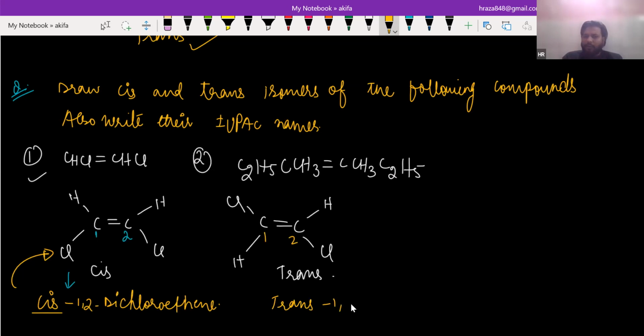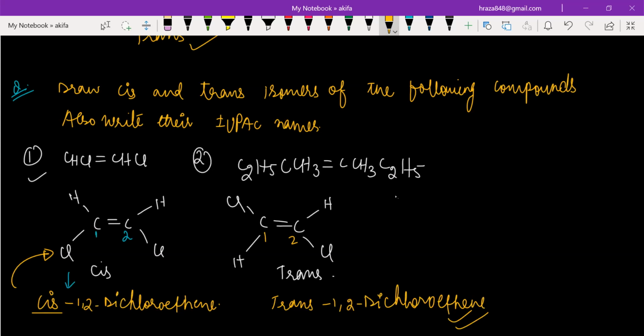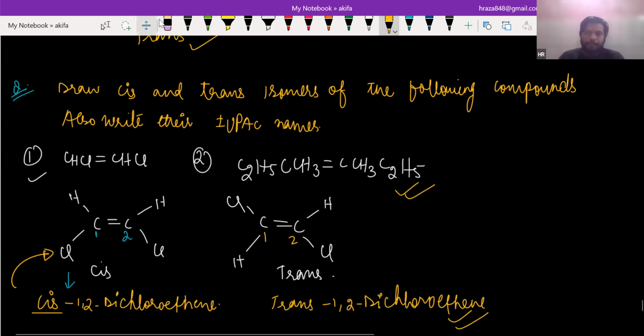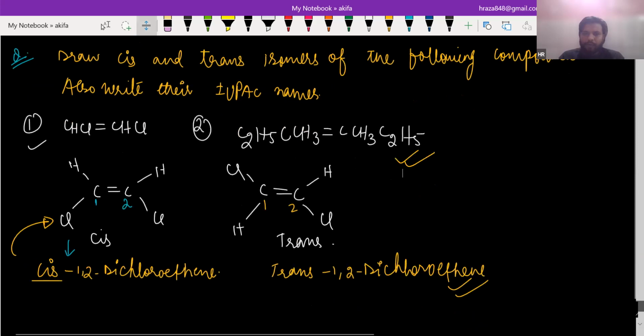You can write trans-1,2-dichloroethene, which also means ethene. Is this clear? Yes. What about this? Have you done this part too? Yes. Okay.